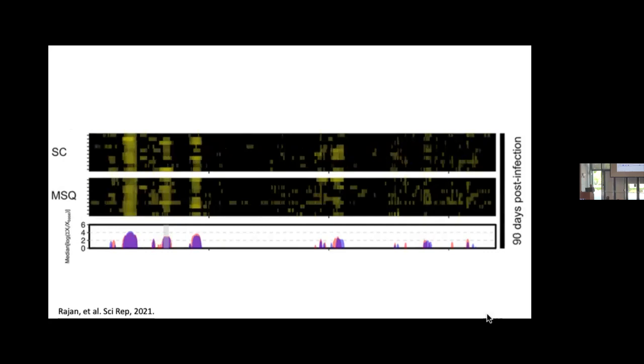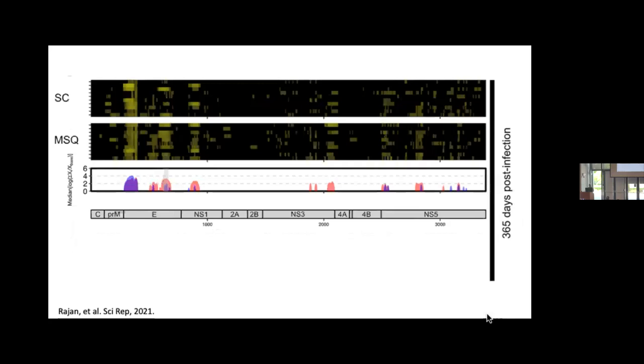At 90 days post-infection, we see much the same thing, which is that there's continued reactivity in the subcutaneous group here, shown in blue, and in the mosquito group. There's substantial overlap between what we see in the subcutaneously infected and the mosquito group. And it's still mostly in the envelope protein and the NS1 protein.